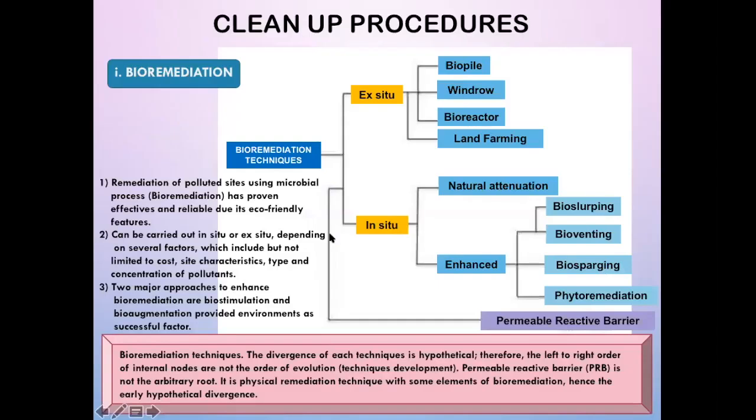Okay, so basically, there will be three methods for the cleanup procedure. The first one is bioremediation, which involves using microbial processes. The second one will be bank filtration. And the third one is the upgraded version of bank filtration, which is river bank filtration, RBF. Okay, so I will start with the first one, bioremediation techniques.